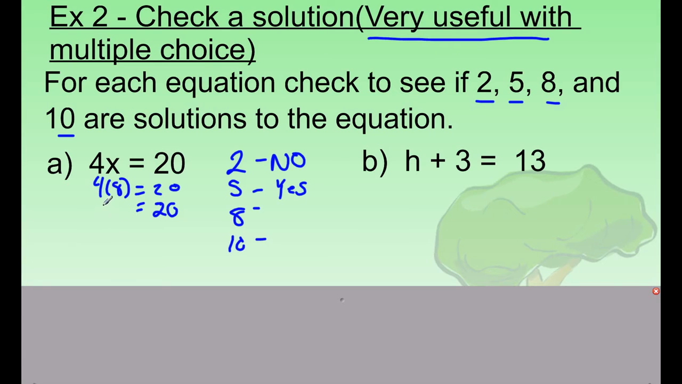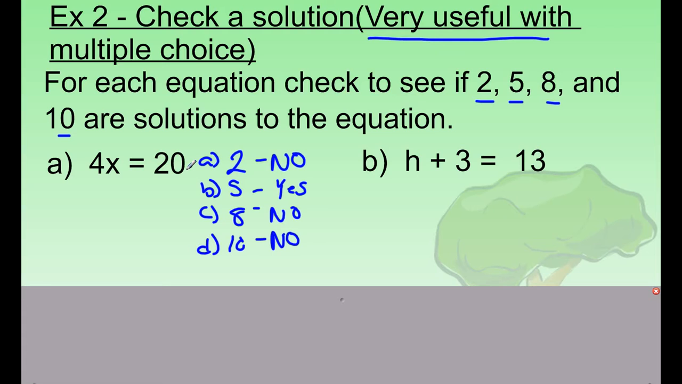4 times 8 is equal to 32. 32 does not equal 20, so no. And some in the math head. 4 times 10 will be 40, and so no. So for this equation, if this was a multiple choice question, where your choices are either A, B, C, or D, this might be quicker for you than actually solving the equation.